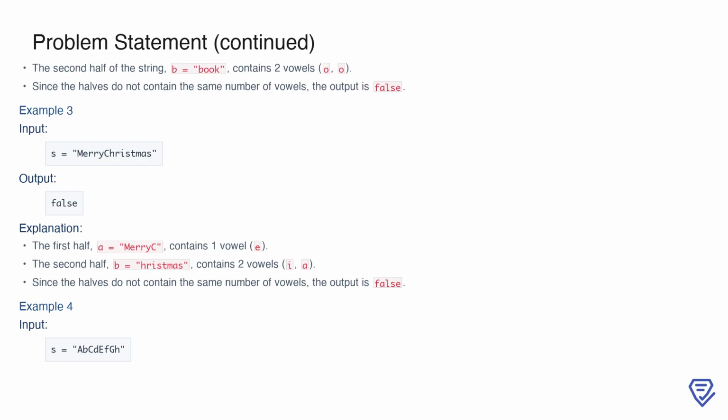Another example is S equals Merry Christmas. Splitting it into A equals Merry C and B equals hristmas, we find that the first half has one vowel, which is E, while the second half contains two vowels, I and A. Because the counts of vowels are not equal, the output in this case is false as well.